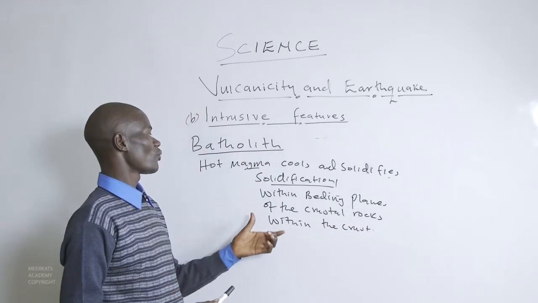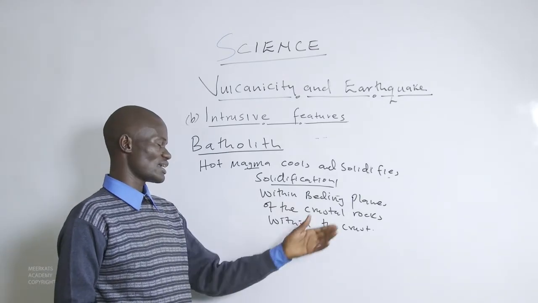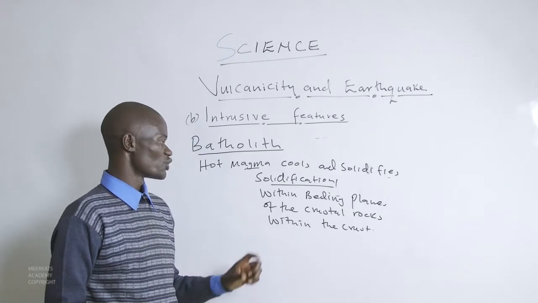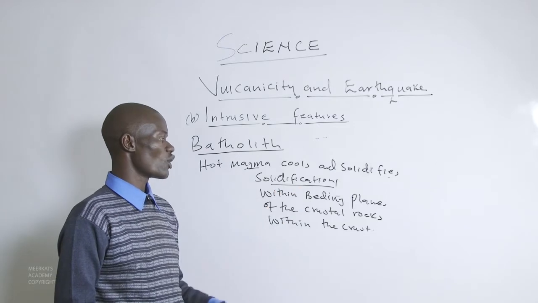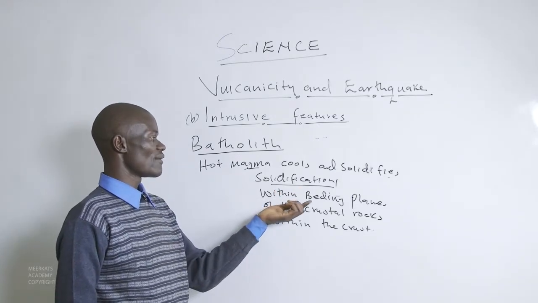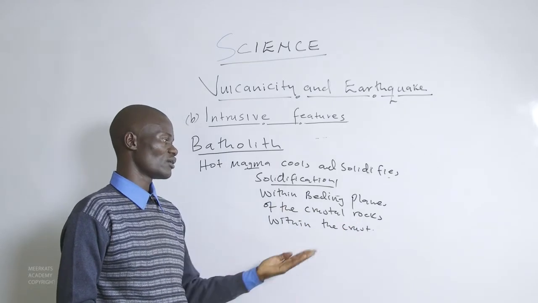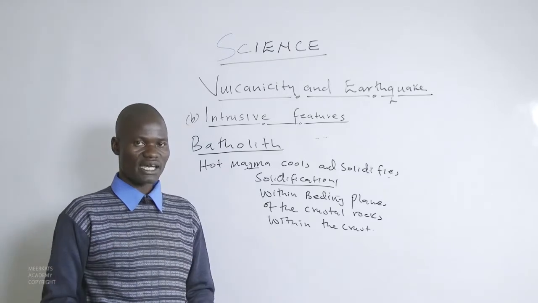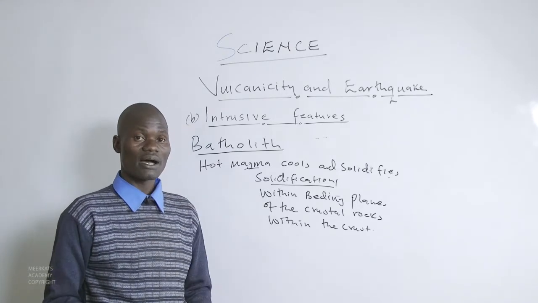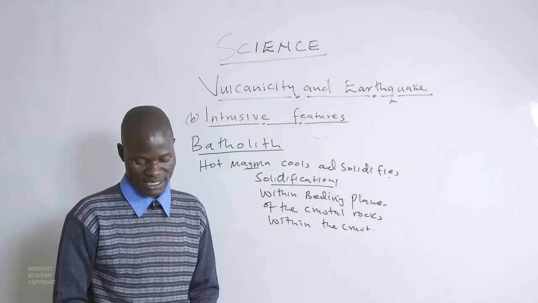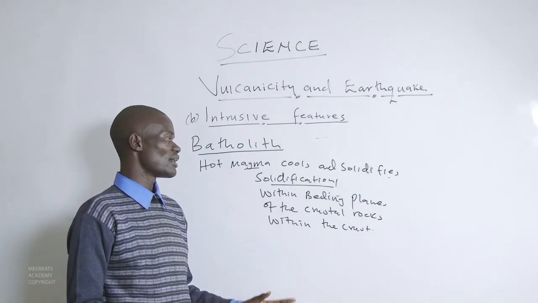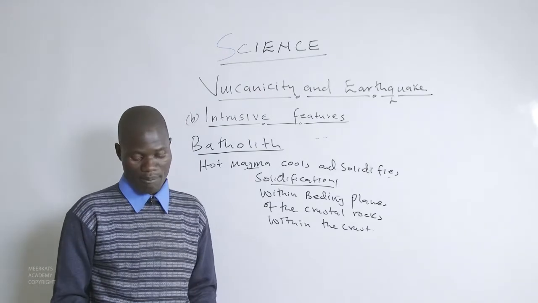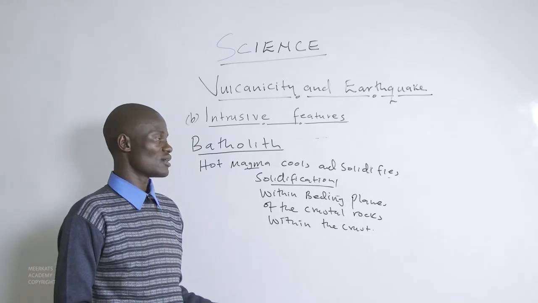Therefore, when the hot magma cools, it solidifies, and in the process of solidification it compacts to form the solid rock, which is a mass that will be found within the bedding planes of the crustal rocks within the crust. After a period of time, it will be exposed by weathering and erosion processes, leading to the exposure of a huge rock mass that we refer to as a batholith.